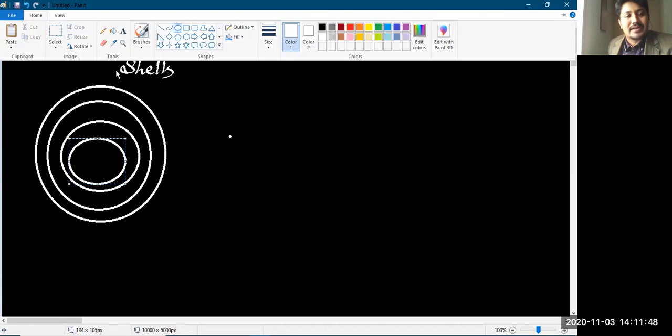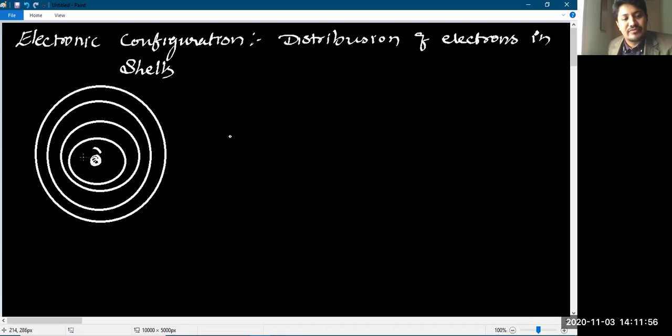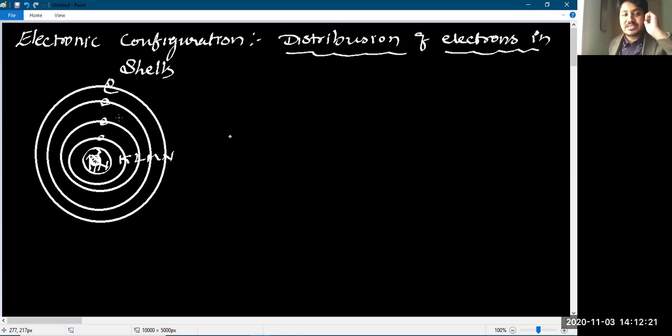So in this particular atom, the nucleus is present in the center of the atom. In the nucleus, protons and neutrons will be there. Electrons are revolving around the nucleus in a certain path. That path we call orbitals. K, L, M, N, O, P. These are all the orbitals. Now we are going to distribute the electrons in these shells. That process is called electronic configuration.